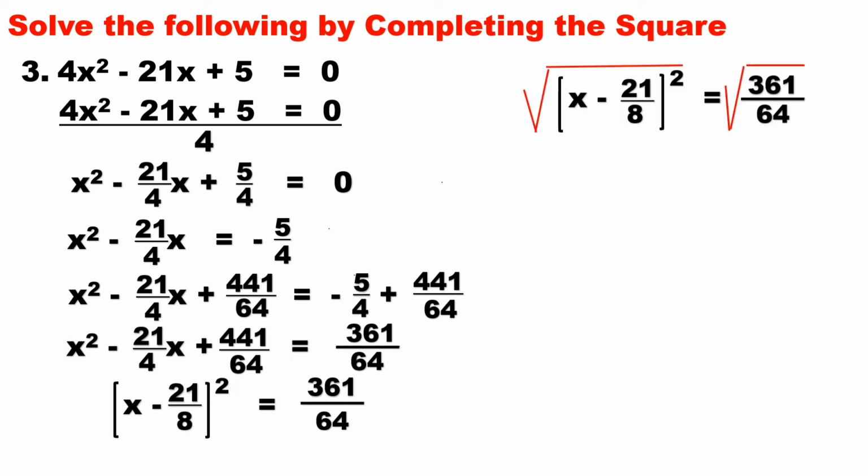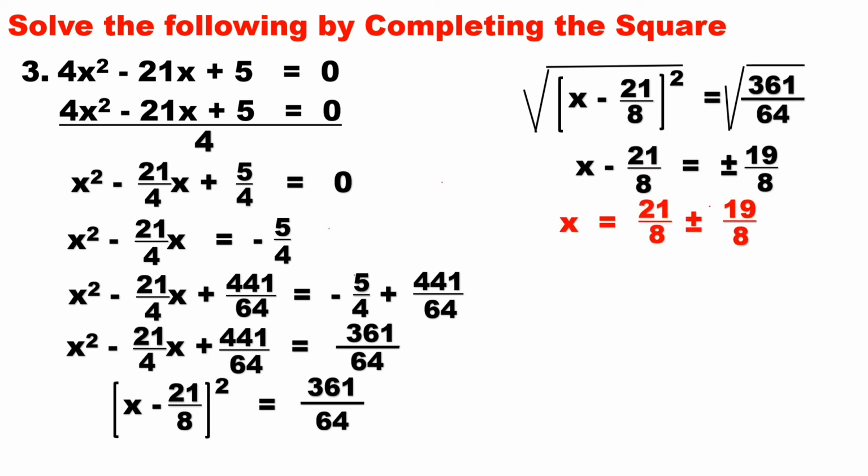To solve for x, extract its square root of both sides. Square root of quantity x minus 21 over 8 squared is x minus 21 over 8. Square root of 361 over 64 equals plus and minus 19 over 8. Transpose negative 21 over 8 to the right, we have 21 over 8 plus and minus 19 over 8.